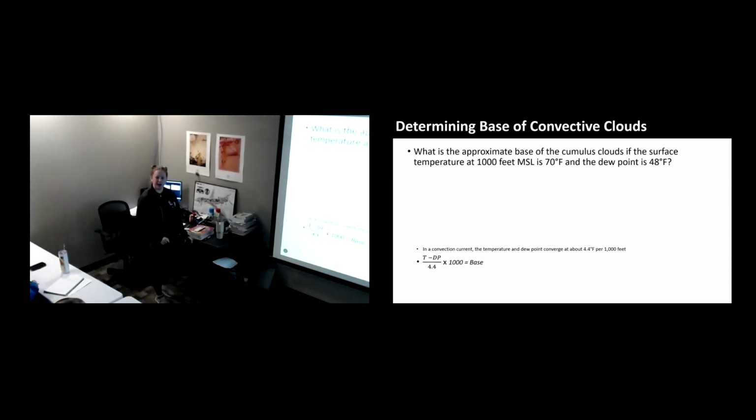Determining the base: there are probably four or five questions where you need to be able to determine the base of the clouds based on temperature and dew point. And this is how you do it. So, what is the approximate base of the cumulus cloud if the surface temperature at 1,000 feet MSL is 70 degrees and the dew point is 48?